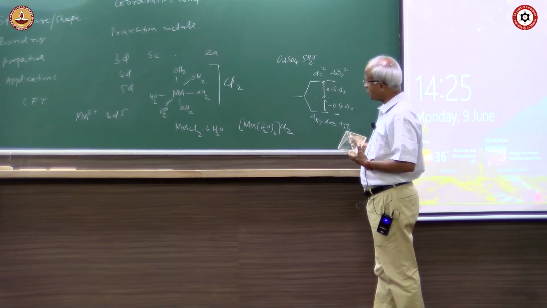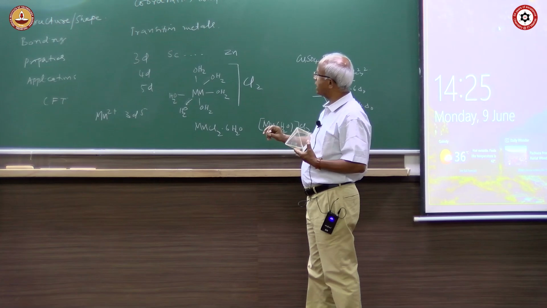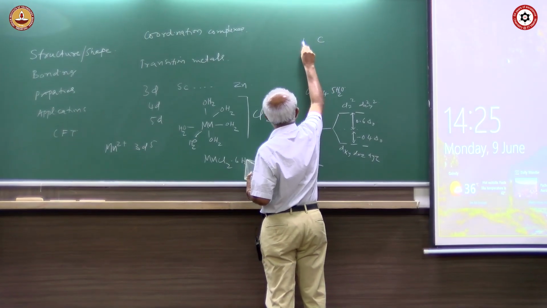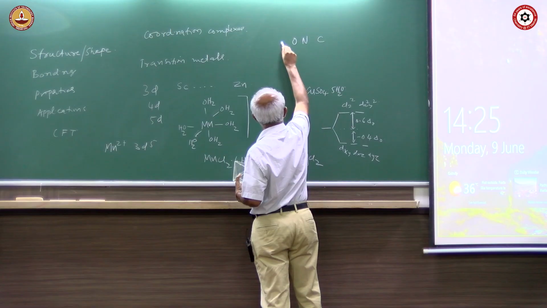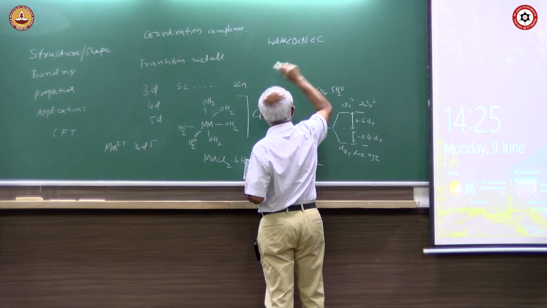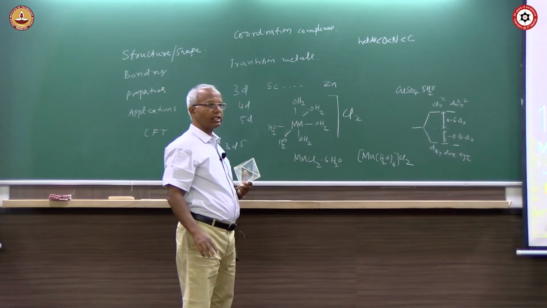So, in the case of manganese 2 plus d5 and water is a weak field ligand, I already told you that carbon, nitrogen, oxygen and then halides. So, this is the order of the strength of the ligand. So, the strength of the ligand determines whether it is a high spin or a low spin.